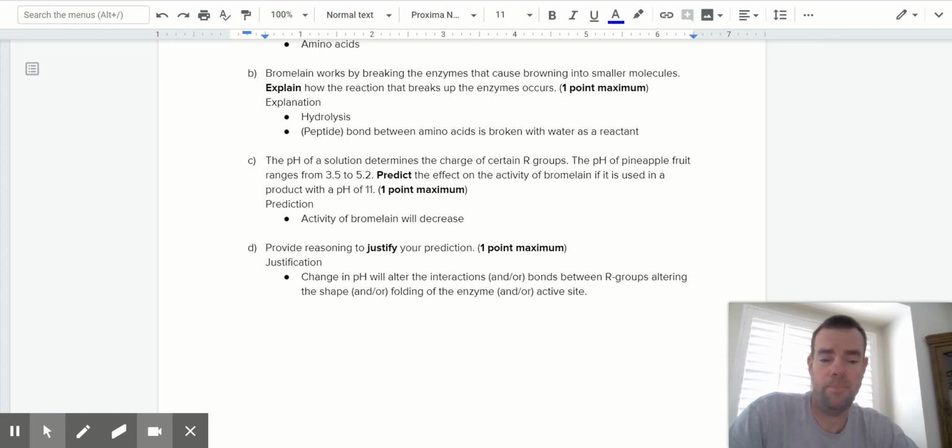So that's 4 points there. What I'm going to have you do is go on to the Google form that I'm going to provide a link to and put in your score on these 2 questions. Question 1 out of 7, question 2 out of 4.